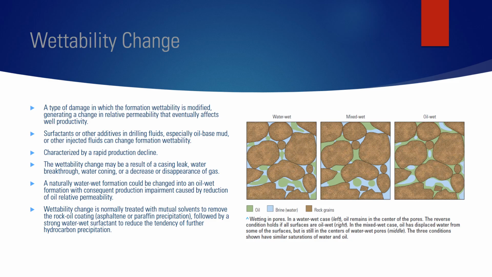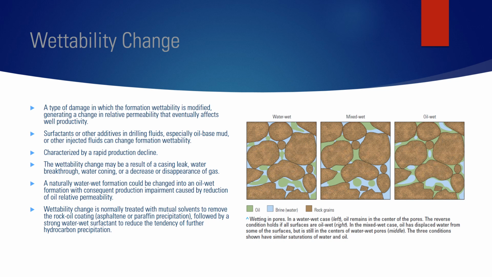Wettability changes. Wettability change is a type of damage in which the formation wettability is modified, generating a change in relative permeability that affects well productivity. Surfactants or other additives in drilling fluids, especially oil-based mud or other injected fluids, can change formation wettability. Wettability is characterized by a rapid production decline. The wettability change may be a result of a casing leak, water breakthrough, water coning, or a decrease or disappearance of gas.